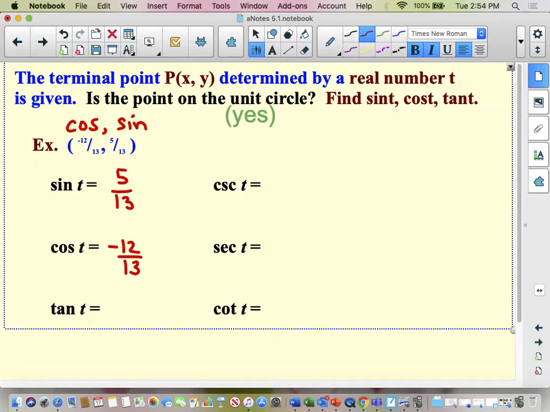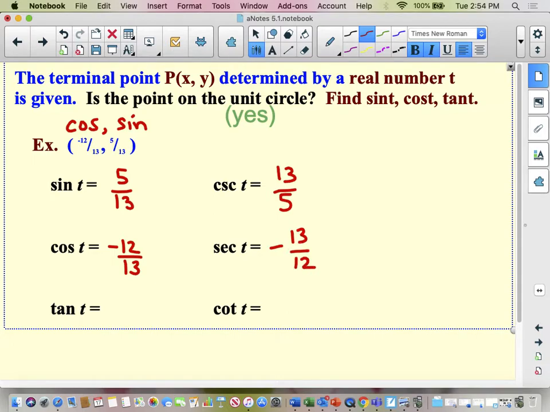Then if you know that sine and cosecant are reciprocals of one another, then I know cosecant is literally just the reciprocal of the sine. So 5/13 becomes 13/5. Secant is the reciprocal of cosine, so it becomes -13/12.